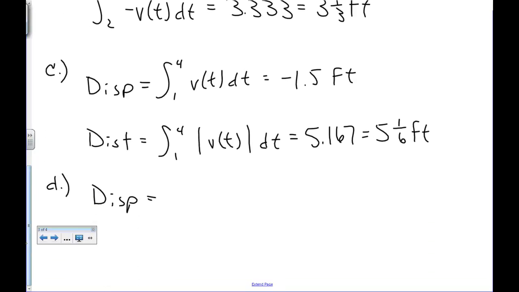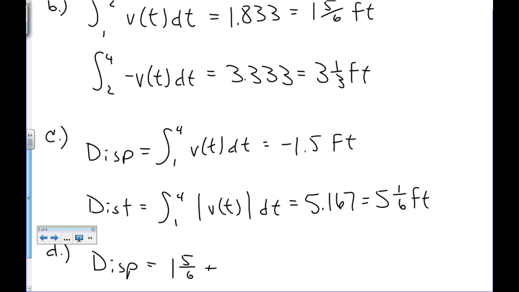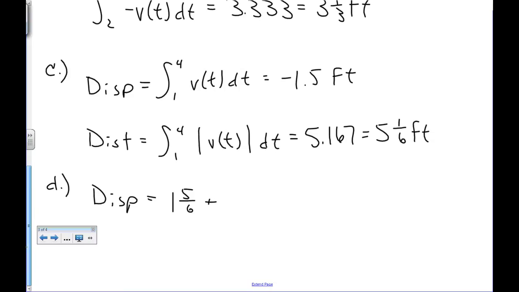So if I take the 1 5/6 feet, that is where our velocity was positive. And for displacement, I want to keep the sign of velocity. So from 2 to 4, we integrated the opposite of velocity. So I add on the opposite of that distance that we found, add negative 3 1/3. If you punch that in your calculator, you'll get negative 1.5 feet. That's the value we got up above in part C.